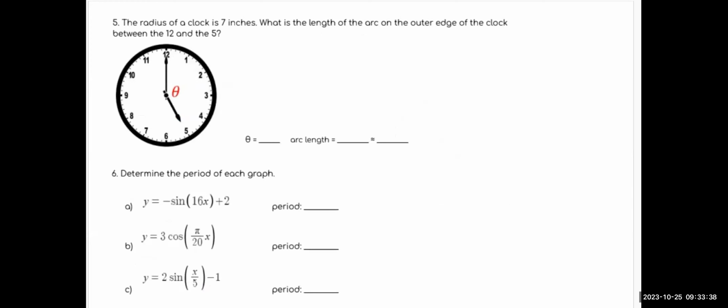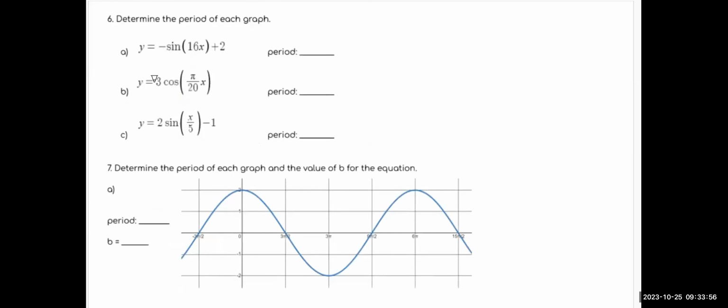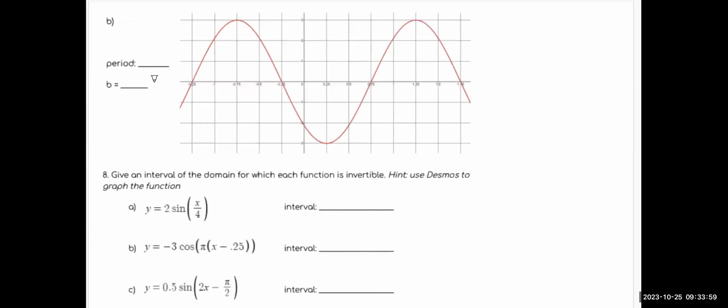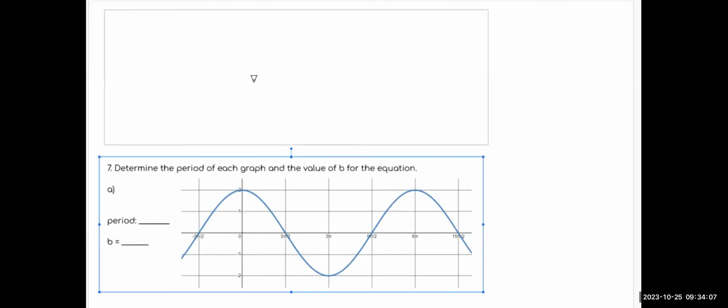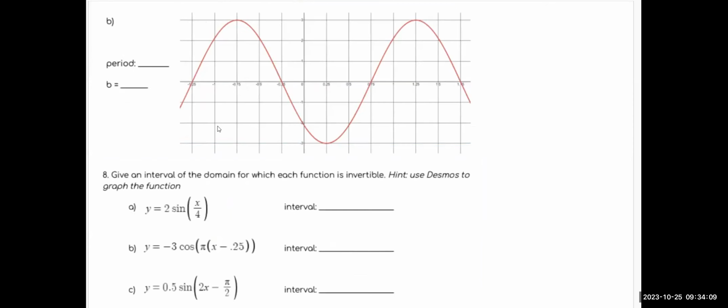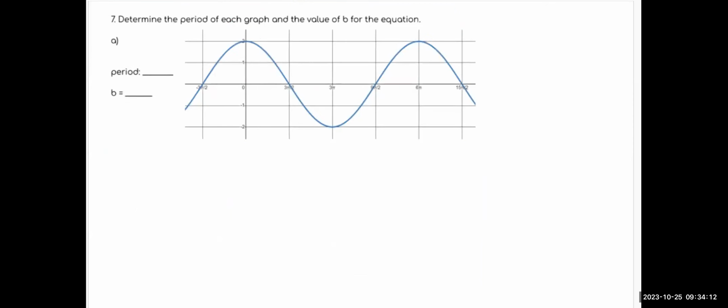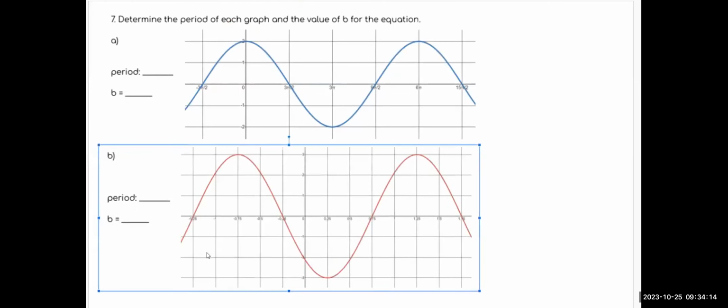Go over the clock one. 6 and 7 are both about finding the period of a graph and finding the coefficient for B. And then the last one, number 8, is about those domain restrictions. So let me know if you have a preference. I think we might want to start with the clock. And that is going to help you with your test corrections also. But you tell me.